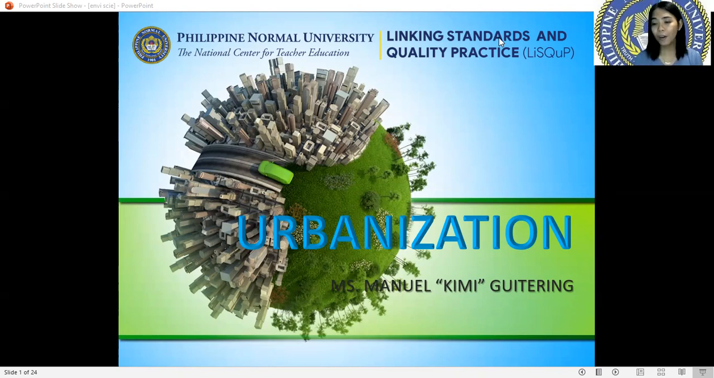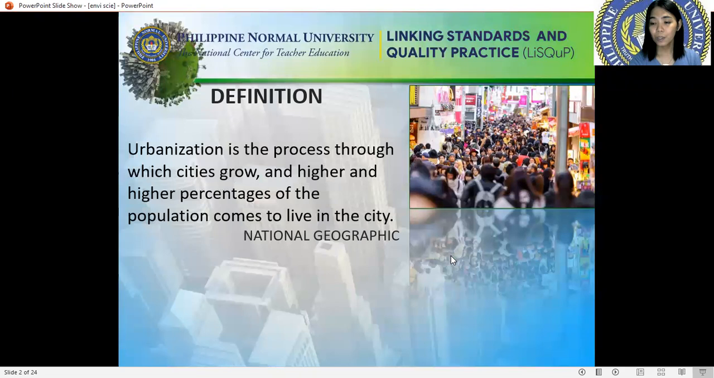So since we are in the Anthropocene era wherein humans are the dominant creature, we are also entering the age of urbanization, rather. So let me first tackle urbanization and define it based on the perspective of different people. The first one is the perspective of National Geographic.